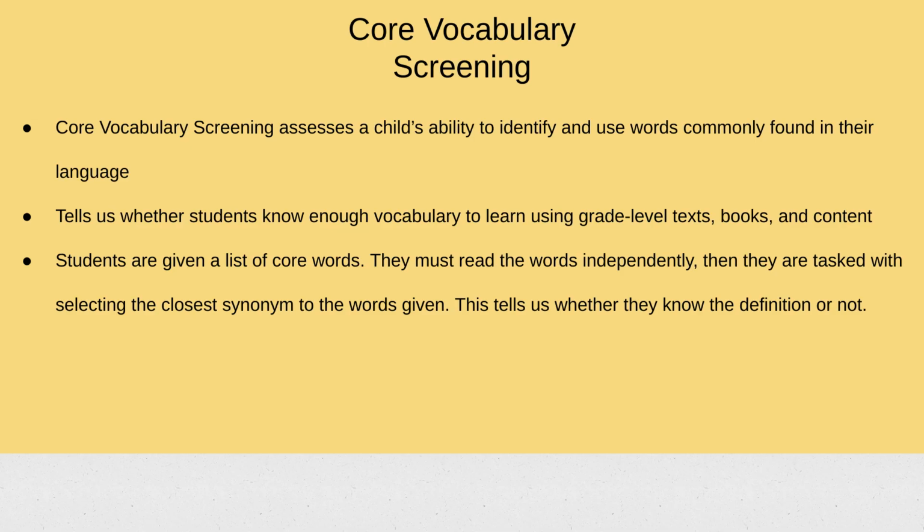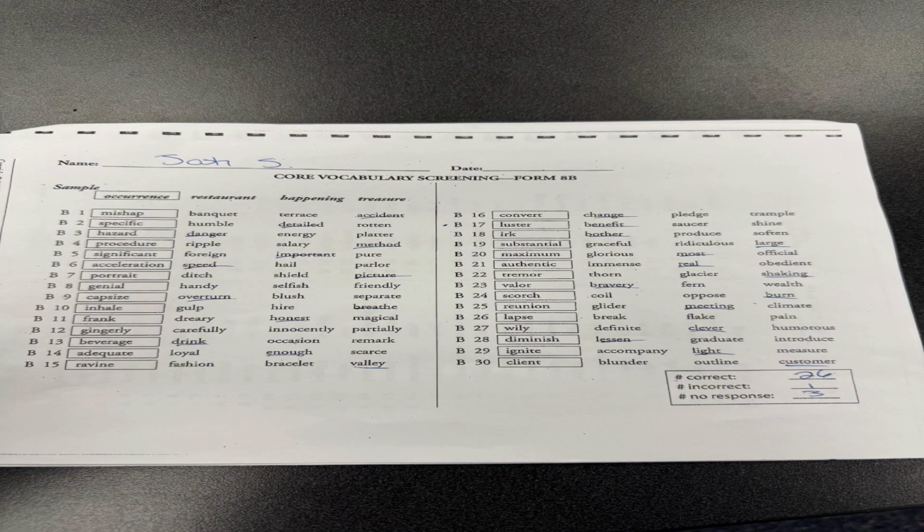Students are given a list of core words, and they must read the words independently. Then, they are tasked with selecting the closest synonym to the words given. This will tell us whether they know the definition or not. An example of JS's core vocabulary screening.